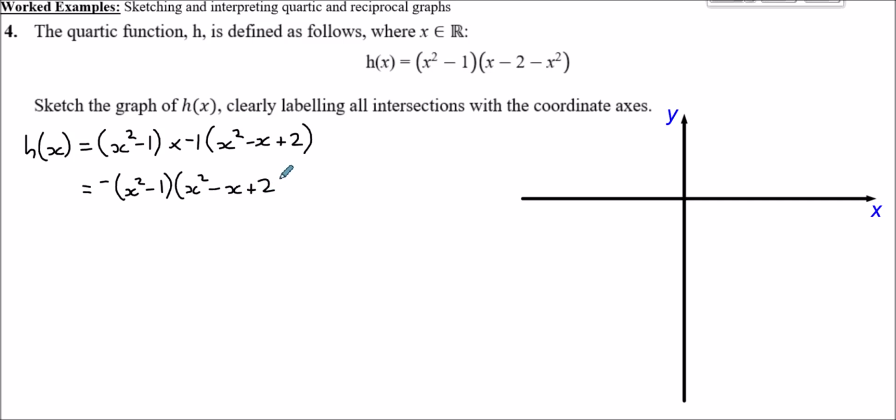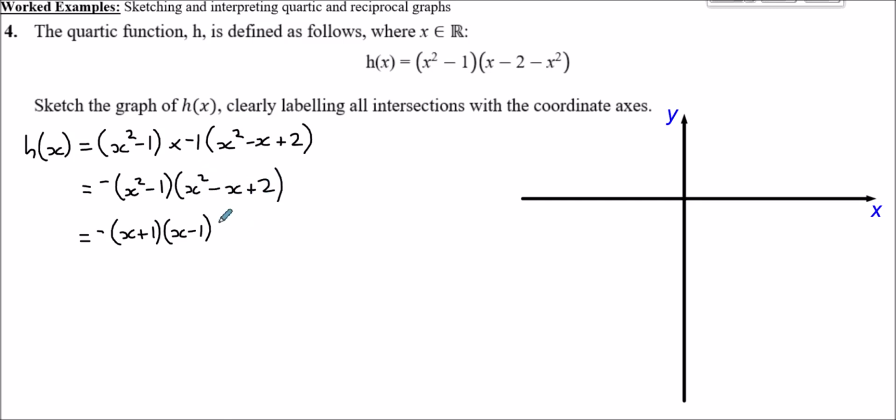Now this first bracket, I'm hoping you'll notice, is a difference of 2 squares. So it's x plus 1, x minus 1. Whereas this one here doesn't factorise at all. And more than that, it has no roots. If you were to test the discriminant on this one, b squared is minus 1 all squared, which is 1. Minus 4 times 1 times 2, that's minus 8, gives you minus 7. So this has no roots.